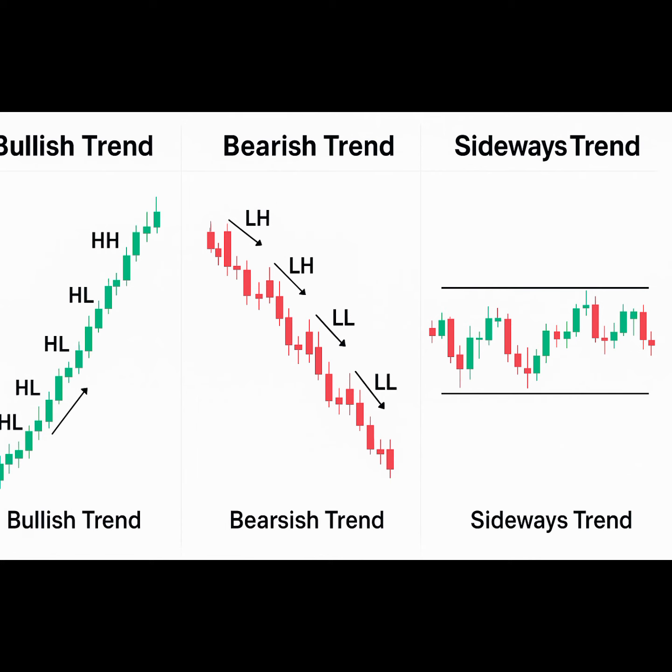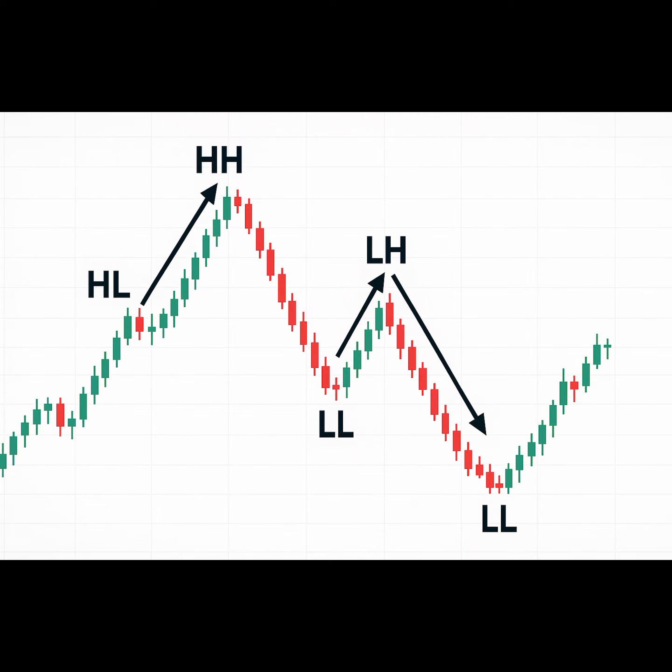Sideways trend, range-bound market. When the market moves within a horizontal range with no clear higher highs or lower lows, we call this consolidation or a sideways market. It's a choppy market, and you must be cautious during this phase. Let's dive deeper into the key concepts of higher highs, HH, and higher lows, HL, for a bullish trend, and lower highs, LH, and lower lows, LL, for a bearish trend.